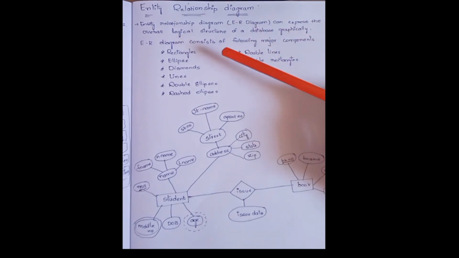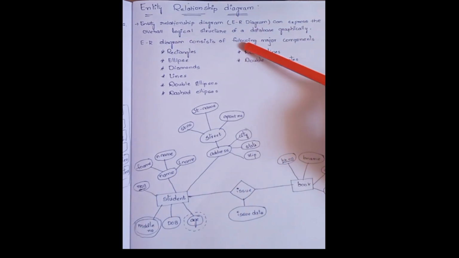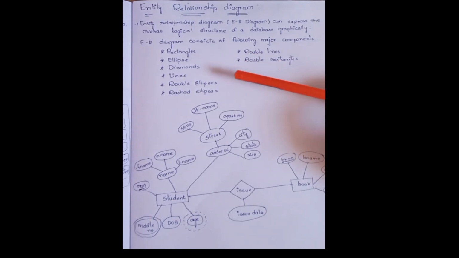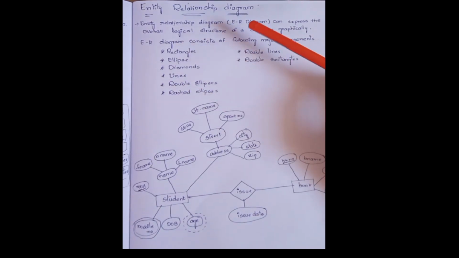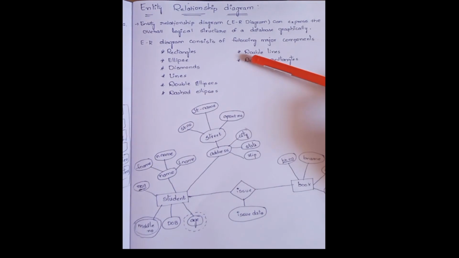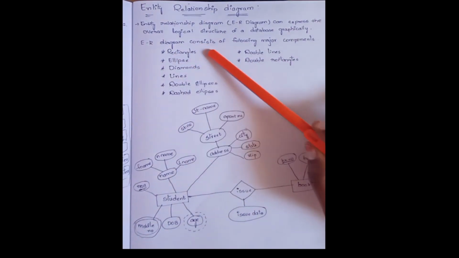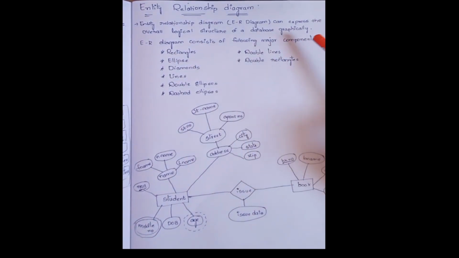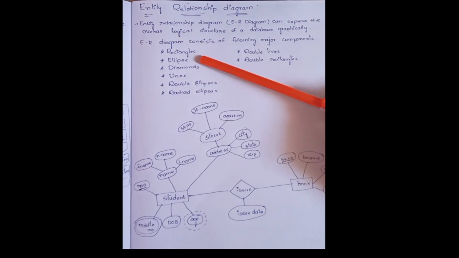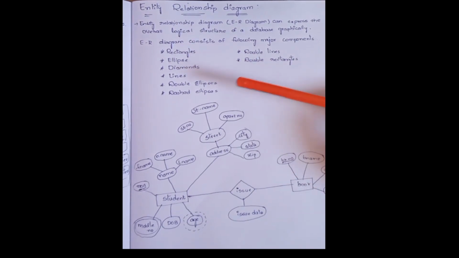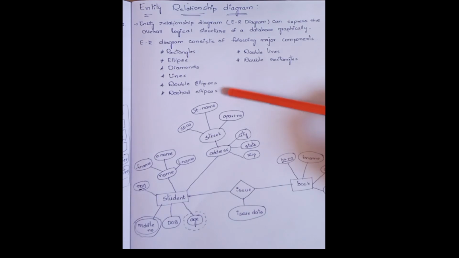We know that a graphical, pictorial representation of a system is more comprehensive and easy to understand. So such a graphical or pictorial representation plays a vital role in representing the database. This ER diagram consists of the following major components: rectangles, ellipses, diamonds, lines, double ellipses, dashed ellipses, double lines, and double rectangles.